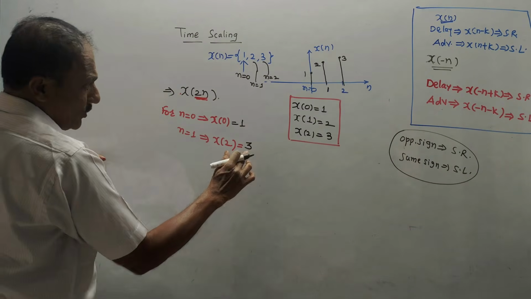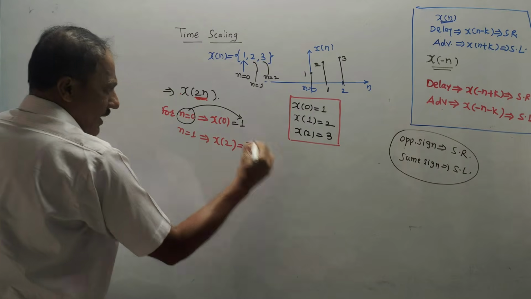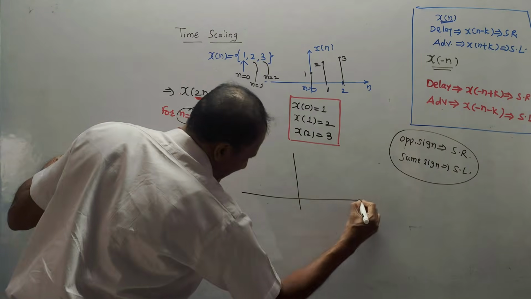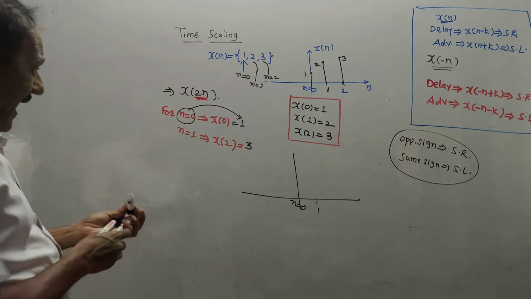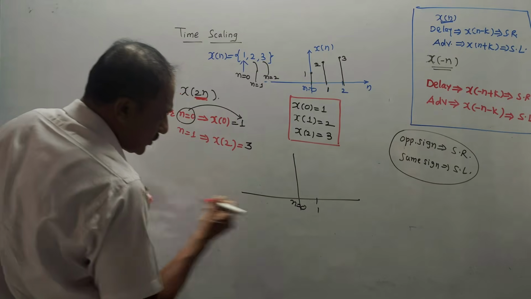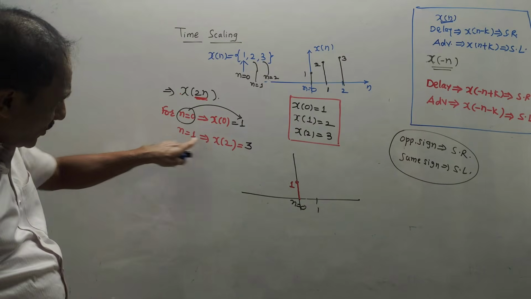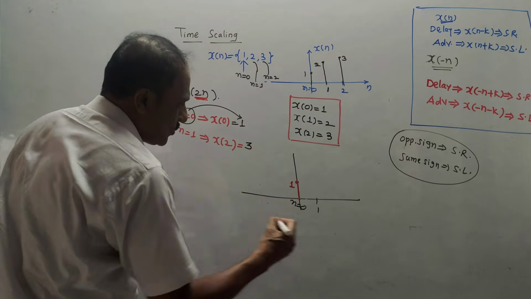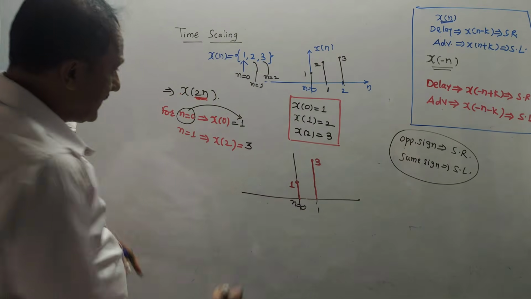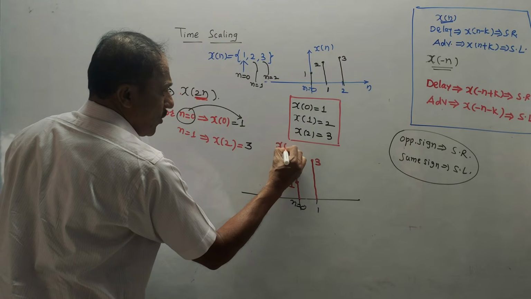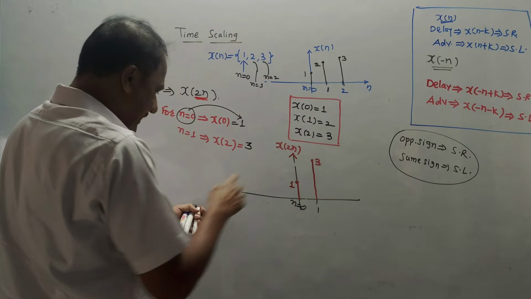Now from this, I have to draw the diagram. How to draw the diagram? At n equal to 0, amplitude is 1. So the new diagram will be like this. I will mark the scale, n equal to 0, n equal to 1, 2, 3 and so on. At n equal to 0, amplitude is 1, so I will mark the pulse of amplitude 1. At n equal to 1, amplitude is 3, so I will mark the pulse of amplitude 3. That's it. This is the diagram for x of 2n. Now observe these two diagrams, the given diagram and this diagram.